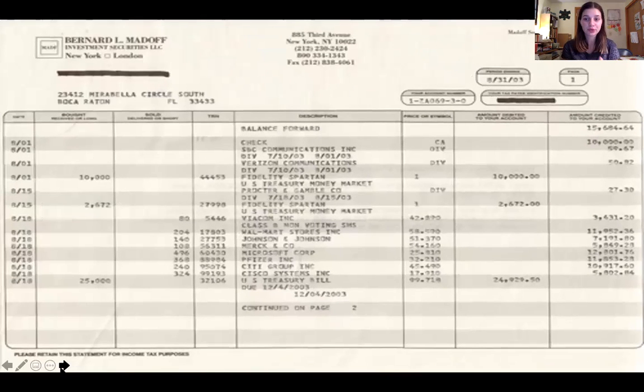So this is a real record and trade slip from Bernard L. Madoff Investment Securities. In the middle of the description is what the client was investing in. On the right is what they expected to receive, and on the left is what they're investing.